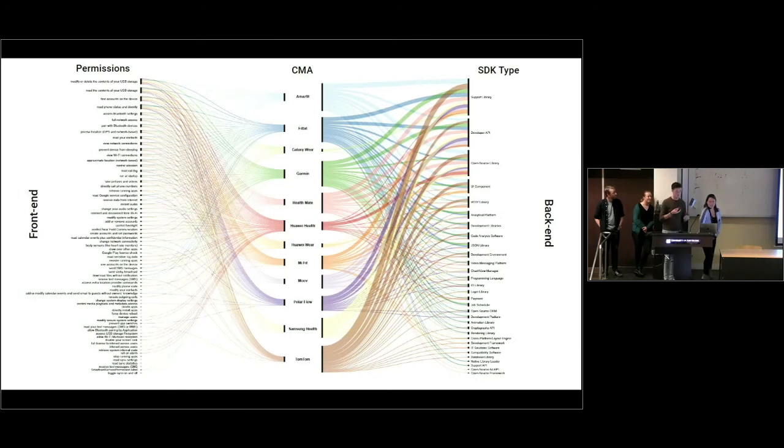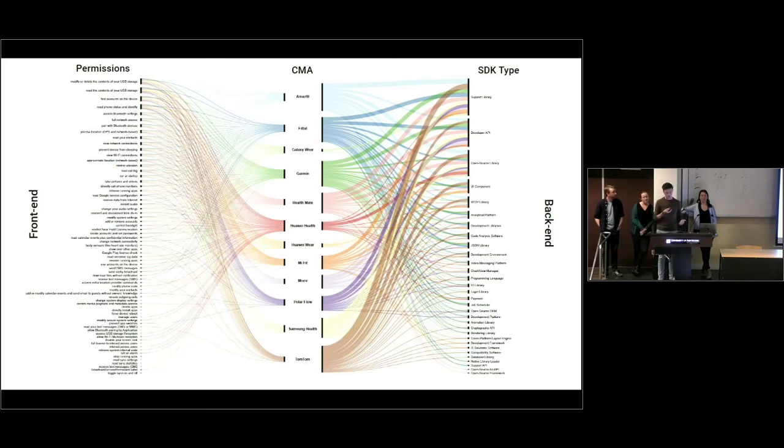So let me talk you through both this visualization and the methodology we used to answer this question. In the middle you see the 12 CMAs we collected, the companion apps, and to the left of them you see the permissions that users are requested to accept when they're installing these apps. And on the right, we scraped the software development kits that were used in the development of these apps.